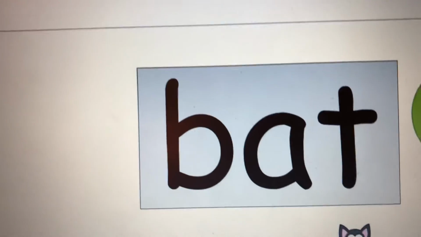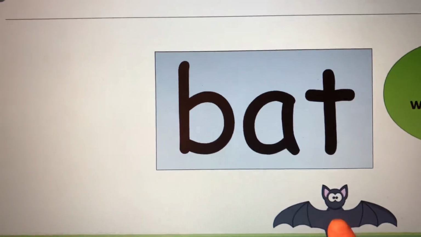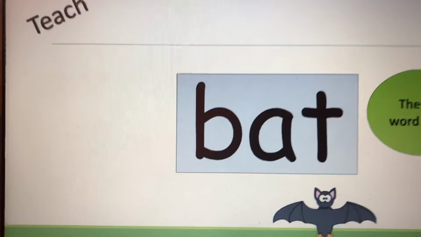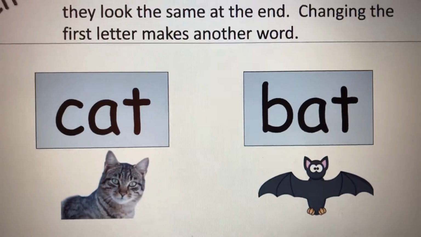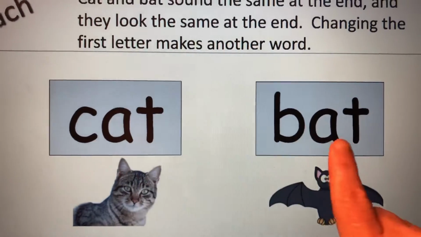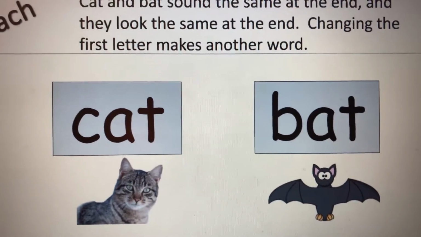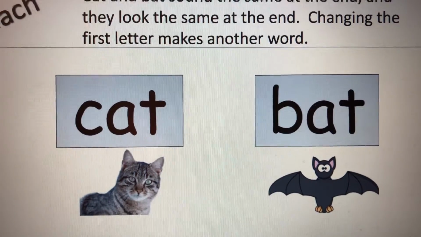Now see if you can read this. B-at, bat. You probably already read that, and then you can see the bat here at the bottom. So when we look at the words cat and bat, what we notice is that they have the same ending, A-T, A-T. They look the same at the end and they sound the same at the end. So they rhyme, cat, bat.